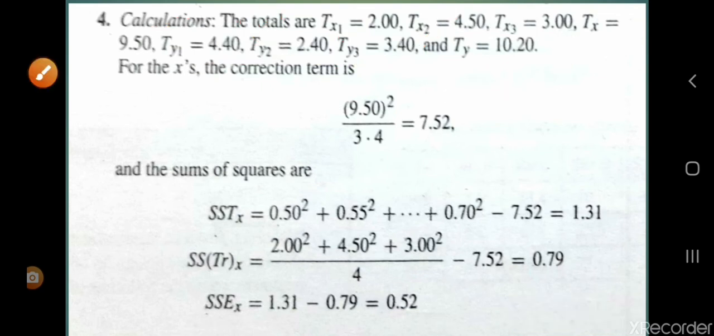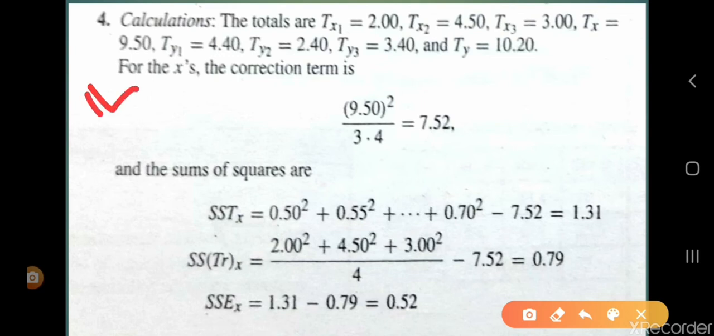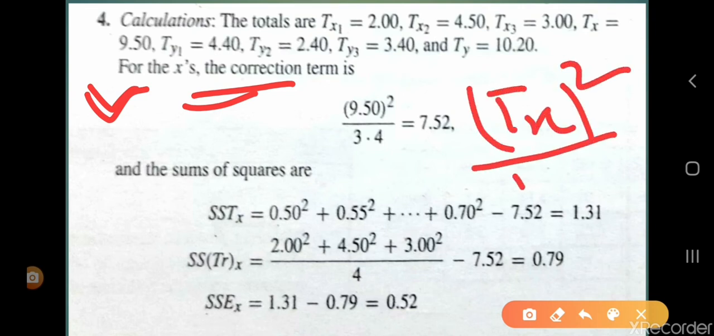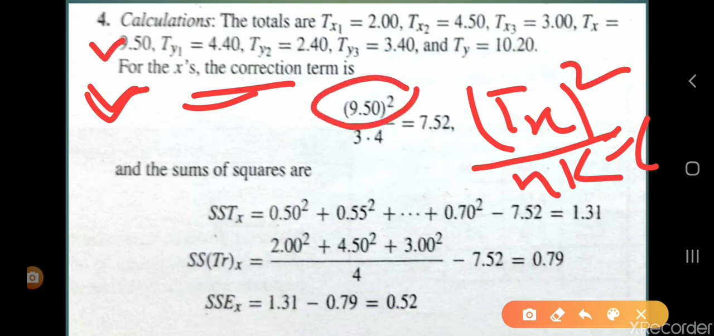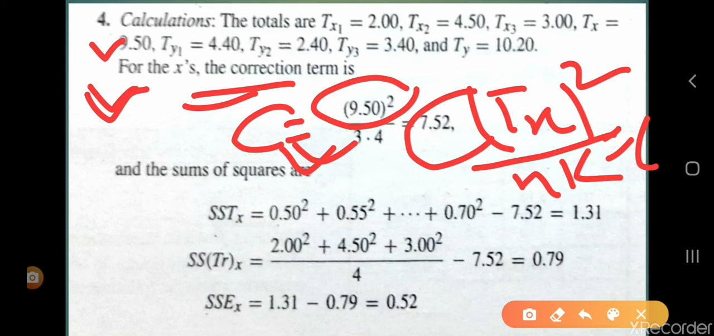Now we will calculate all the values for x. First, the correction factor. Correction factor is the grand total, that is TX square upon N into K. That is the correction factor for x. So total x is 9.5, that squared, N is 3 and K is 4. The correction factor for x is 7.52. This we will use for calculating total sum of square and treatment sum of square.